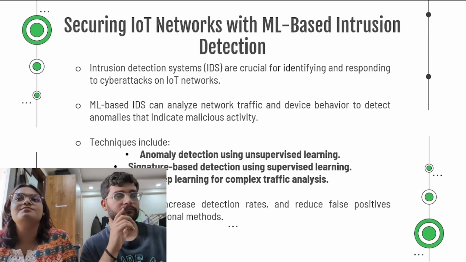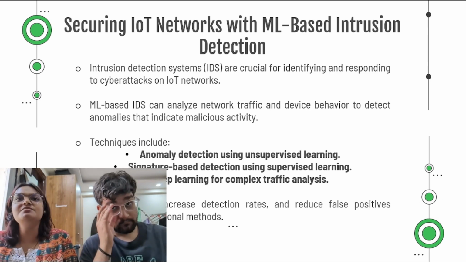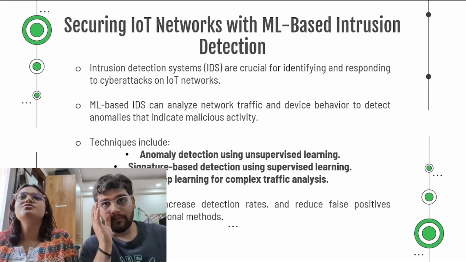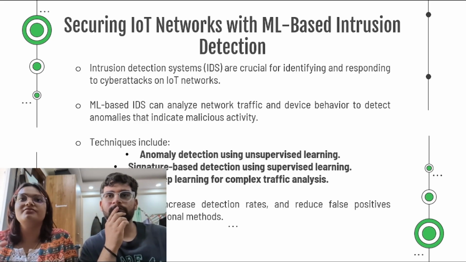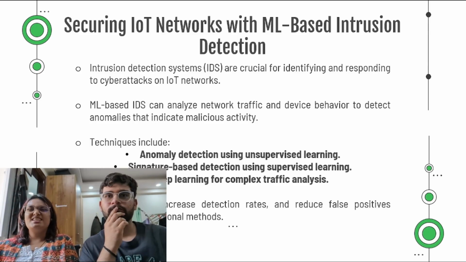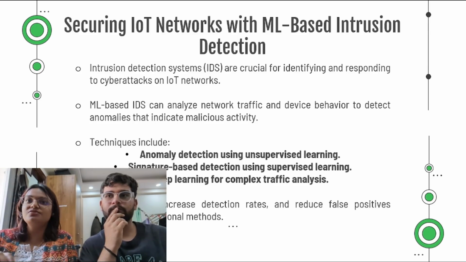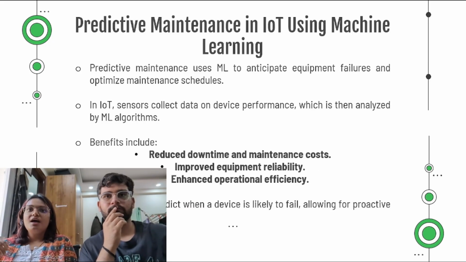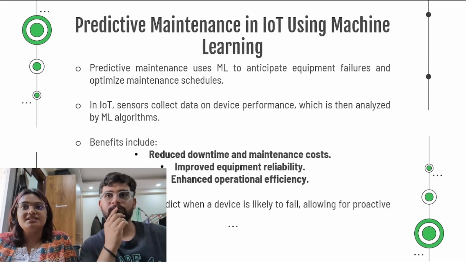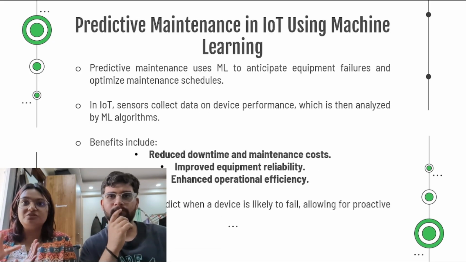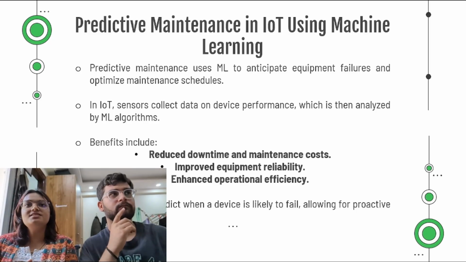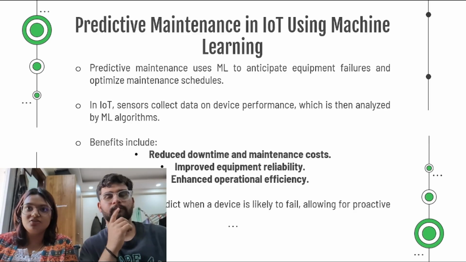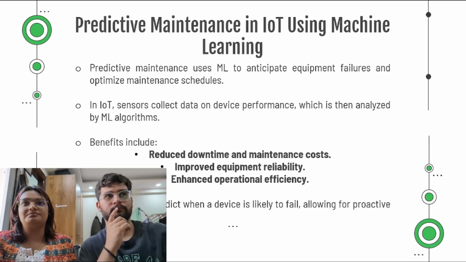Intrusion detection systems powered by ML can significantly improve IoT security. They use unsupervised methods for anomaly detection and deep learning for complex traffic analysis. The goal is to detect attacks early and reduce false alarms. ML also supports predictive maintenance. Instead of waiting for a machine to break, sensors feed data into ML models that predict failures. This approach reduces downtime, cuts costs, and boosts reliability.